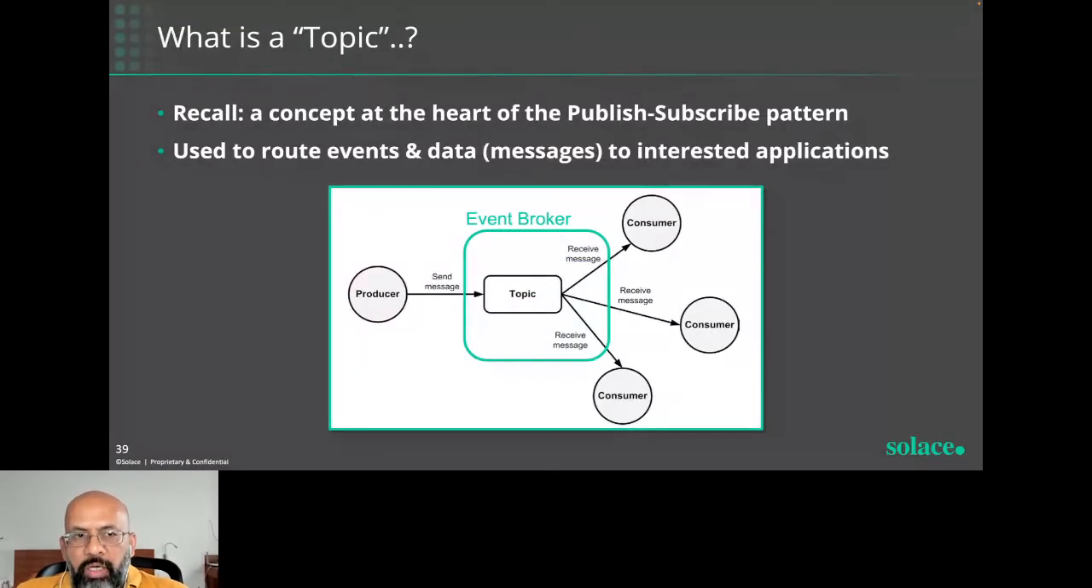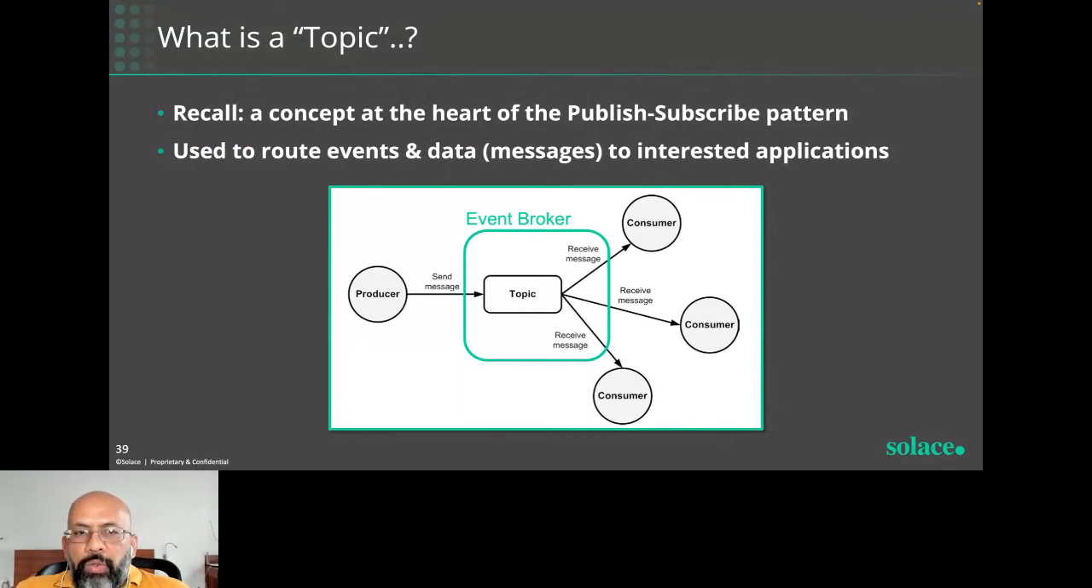So talking about topic, here's what it is. A producer sends a message on a topic, and the broker opens the message, not the body, just the header and properties, finds out what topic the message is coming in on, and then maintains a list of subscribers for the topic, identifies the consumers who have subscribed, and just delivers it to them. So it's topic-based routing. I'm going to skip this part.